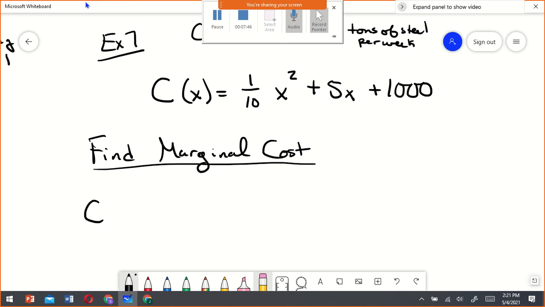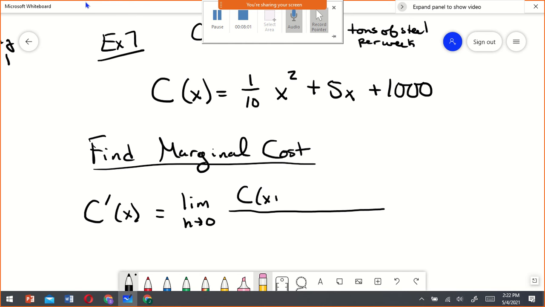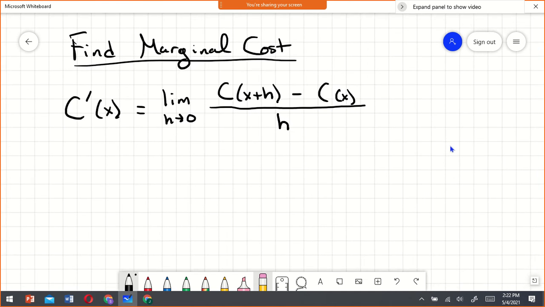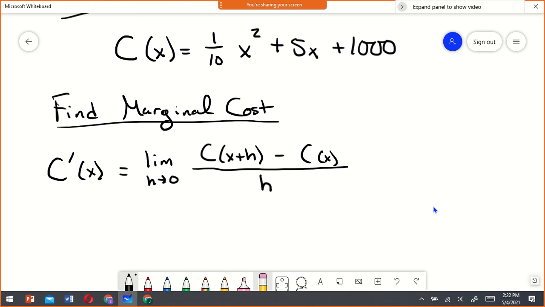To find the marginal cost is to find the first derivative of the cost function, so C prime. And we use the limit as we let h go to 0 of that difference quotient: C of x plus h minus C of x, all over h. I might need my function in frame for a minute here.